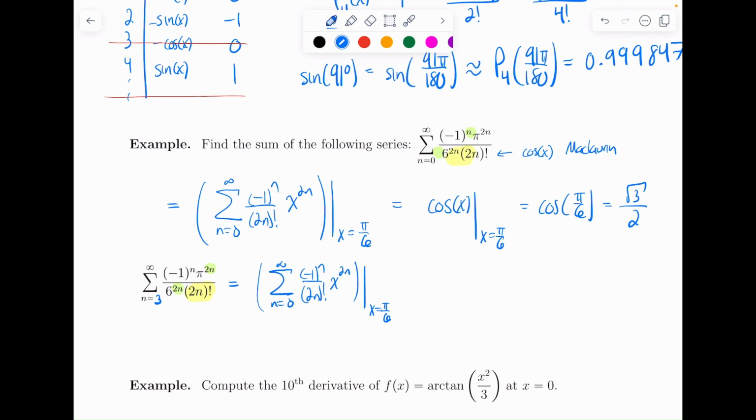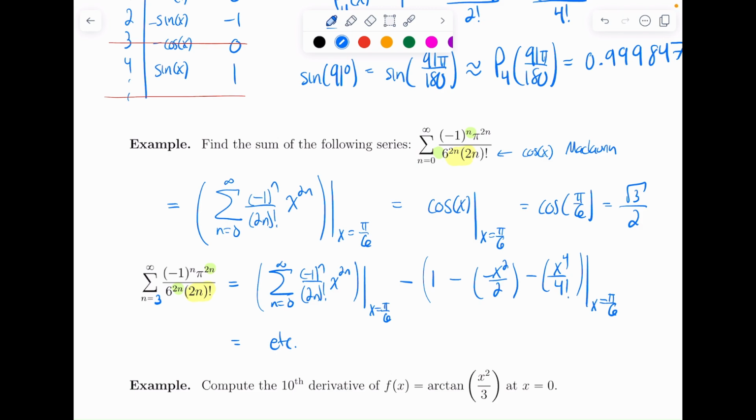And then I'm going to subtract off the first few terms of the cosine series, which would be 1 minus x squared over 2 minus x to the 4th over 4 factorial. But of course, all of that is also going to be at pi over 6. And so you'll end up with whatever that answer turns out to be. There are some details to show there, and I'll leave those for you to go through. Or if you'd like to come to my office hours or send me an email, I'm happy to go through them with you as well.